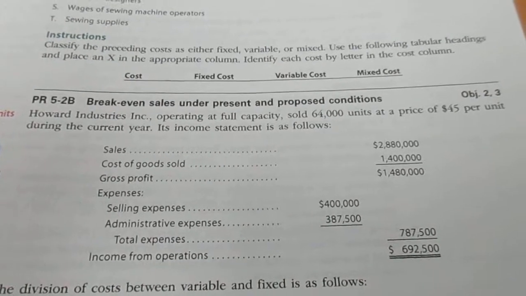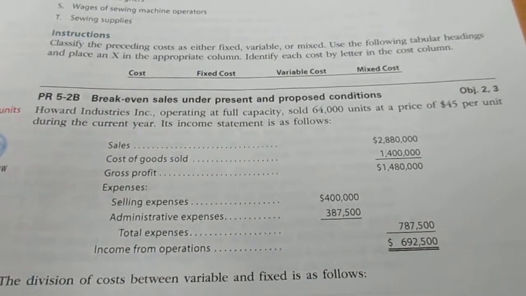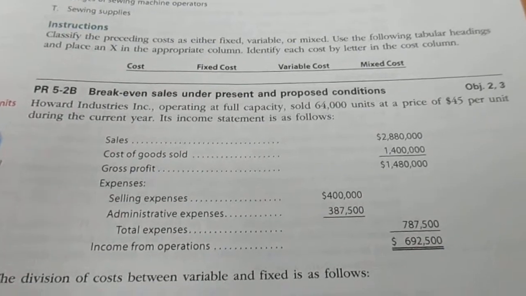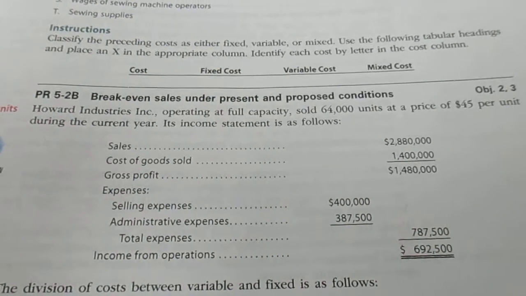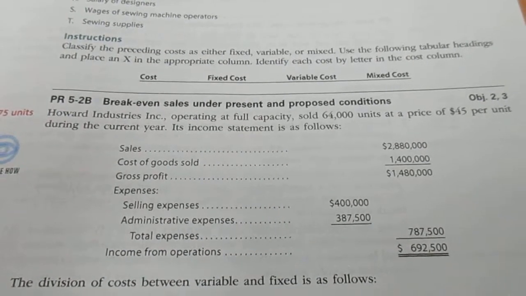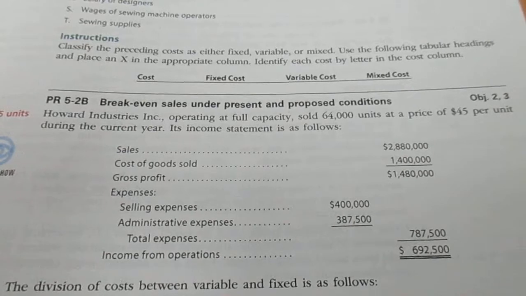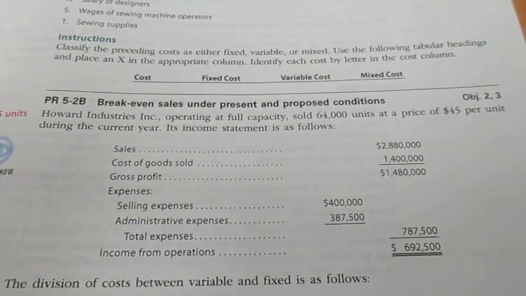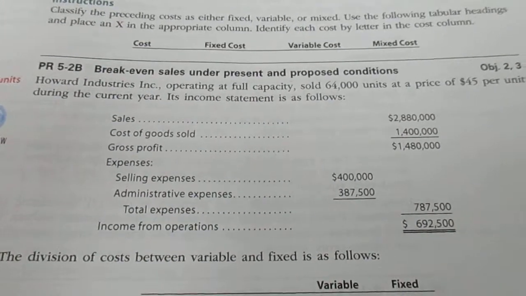Okay, problem 5-2b, break-even sales under present and proposed conditions. We're going to focus on the present conditions. Howard Industries, Inc., operating at full capacity, sold 64,000 units at a price of $45 per unit during the current year. Its income statement is as follows, and we have our data there.